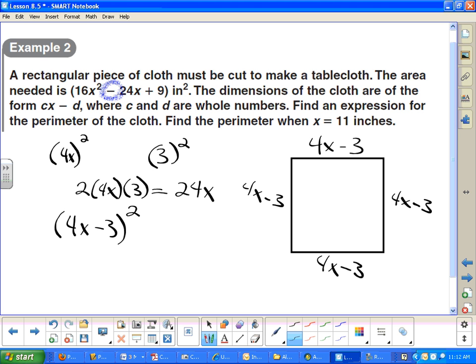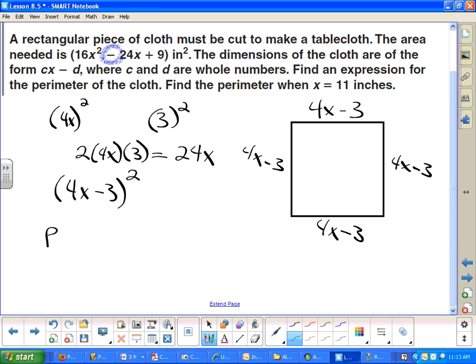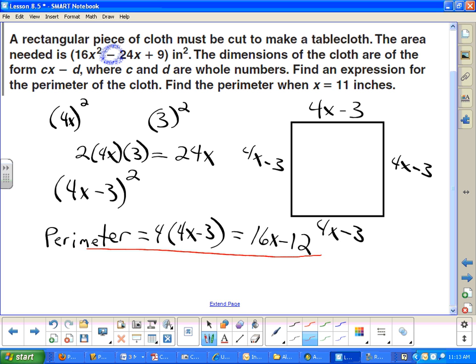Times it by 4. Good. So our perimeter is 4 times 4x minus 3, which is what? Okay, 16x minus 12. Okay, there's one of our answers. All right, for the perimeter. But then it says find the perimeter when x equals 11.